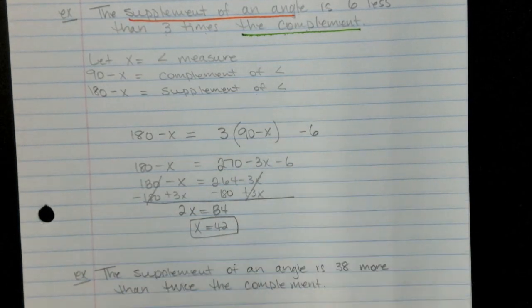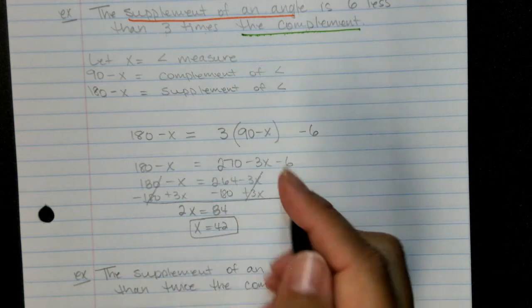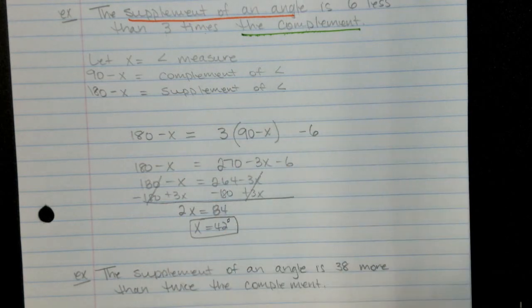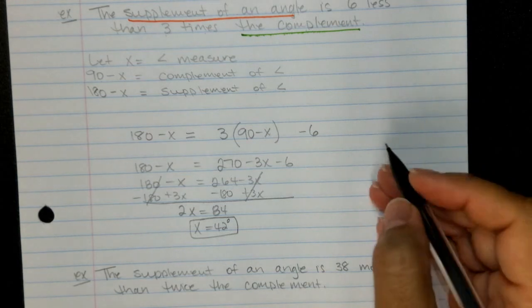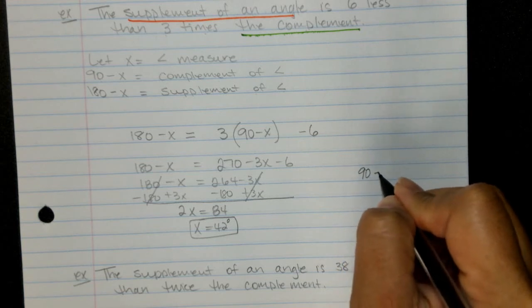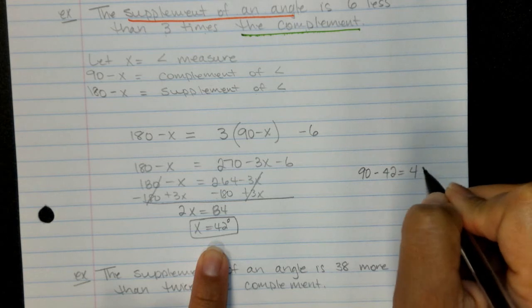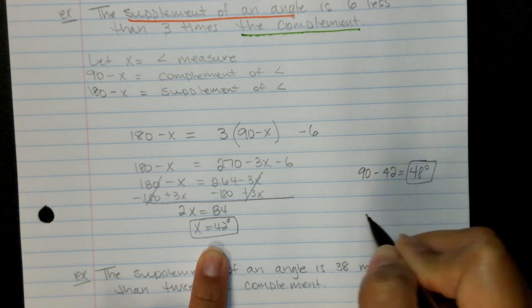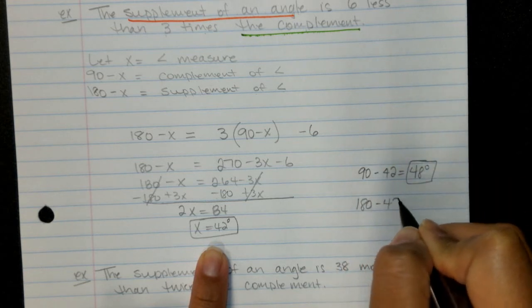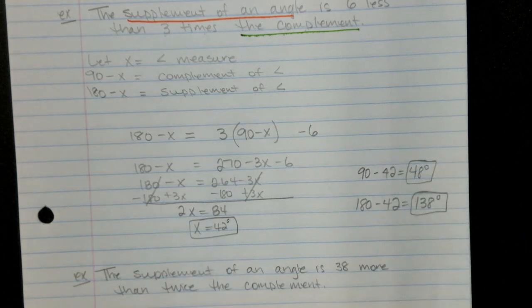Now this is where you need to remember, what does x represent? x represents an angle measure, so make sure you put your degrees. That means that angle is 42 degrees. If we want to find the complement of that angle, we could say 90 minus 42 gives us a 48-degree angle for the complement, and then 180 minus 42 gives us 138 degrees for the supplement.